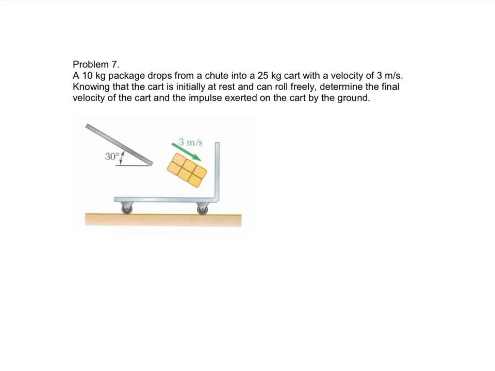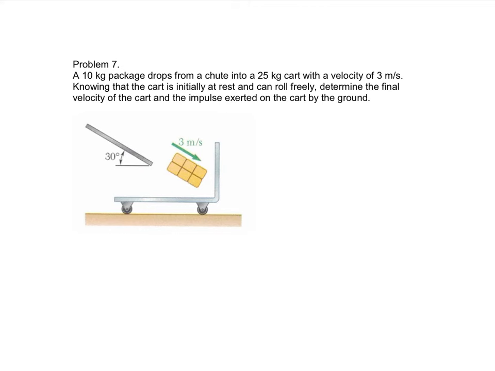All right, so this problem: a 10 kilogram package drops from a chute into a 25 kilogram cart with a velocity of 3 meters per second. Knowing that the cart is initially at rest and can roll freely, determine the final velocity of the cart and the impulse exerted on the cart by the ground. So this talks about impulse, and I can see that there's a collision, right? This package is going to collide with the cart. So I need to use momentum, right?